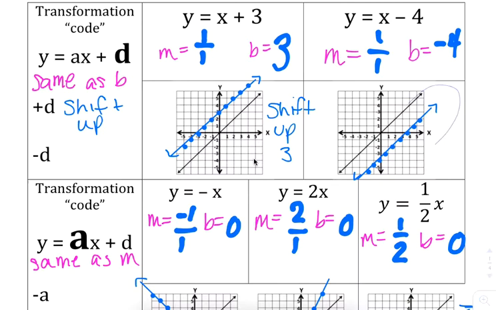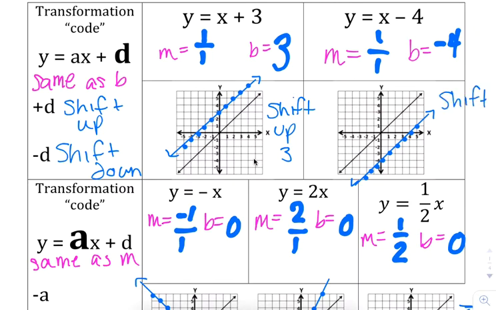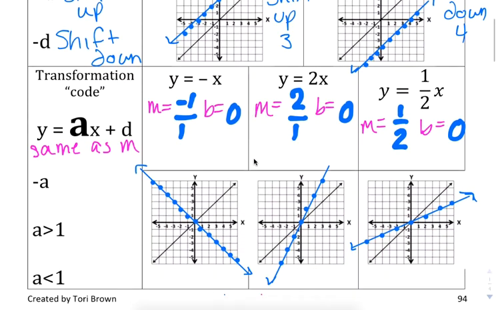Notice that if I make that b a negative though, if I moved it -4, now look what happens. I take the original graph and I move it down. 1, 2, 3, 4. I begin at -4, and that means that I'm shifting it down. So anytime I subtract a number after the x, that's going to shift me down how many spots? So this one will be shifting down 4 spaces, okay? All right, so B controls how far up and down we shift the graph. Let's take a look at what M controls.